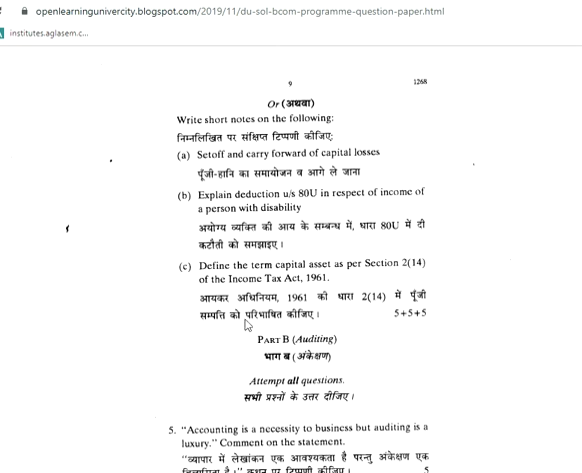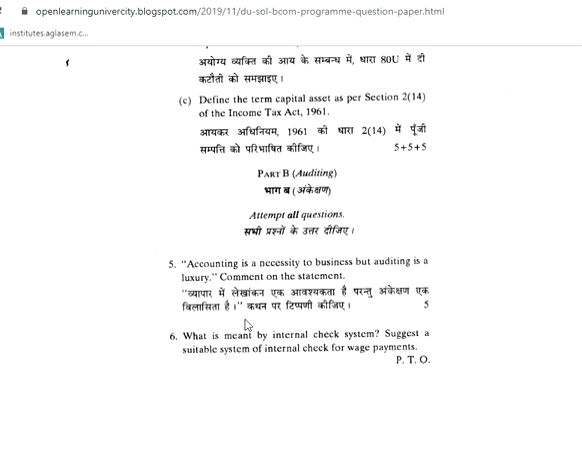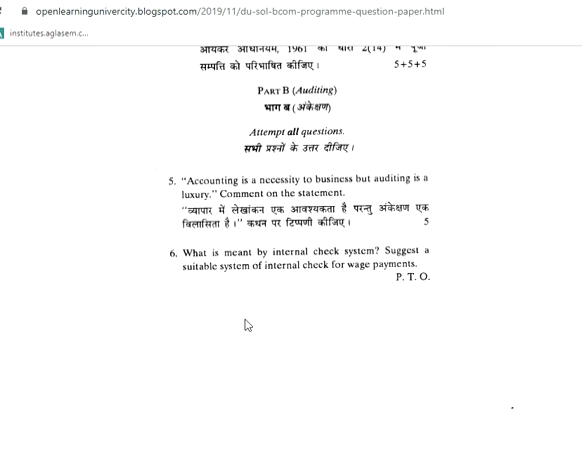Now we come to part B, which is auditing. Income tax part is over. Now part B begins. Auditing. All the questions in auditing are three questions, and all three are theoretical type questions, so you can go through them. The first question of auditing is question number 5 of the whole paper.